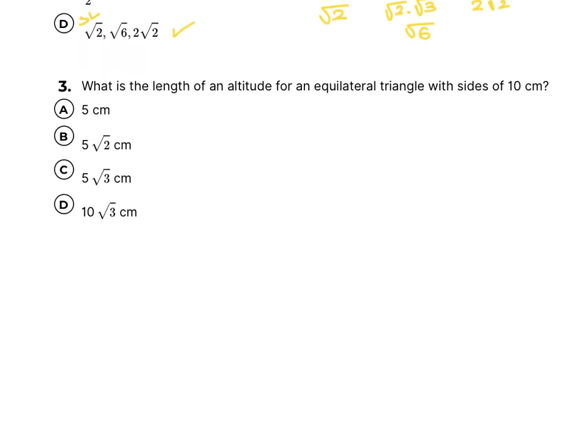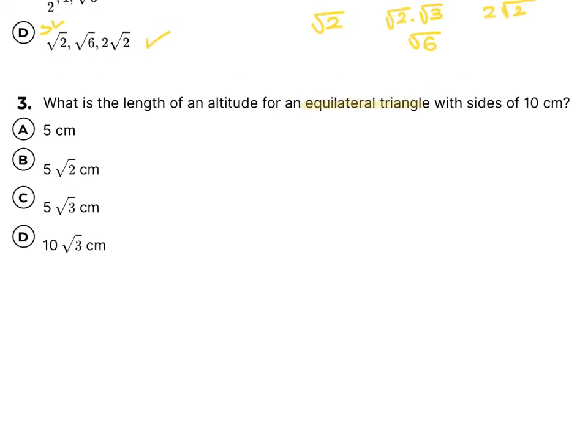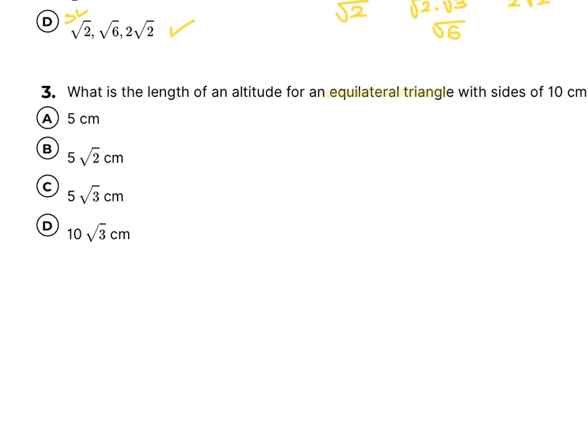Now let's move on to number 3. What is the length of an altitude for an equilateral triangle? So remember, in an equilateral triangle, all the sides are equal and all the angles are equal. So the angles are going to be 60, 60, and 60.